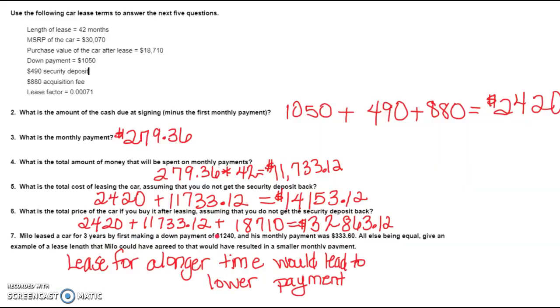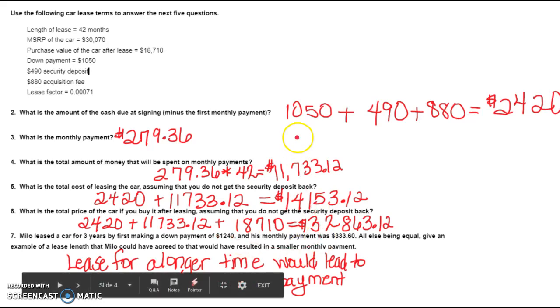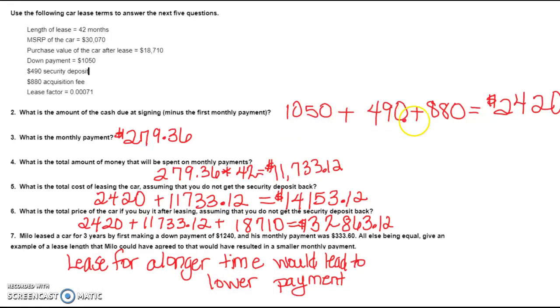All right, the other questions. The amount due at signing. We had the down payment plus security deposit plus acquisition fee. Notice here it said minus the first month's payment. So these were the money due at signing, totaling $2,420.